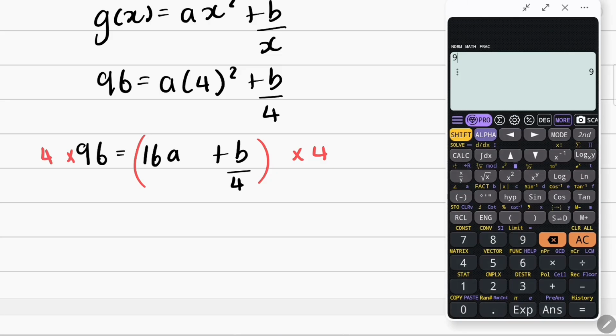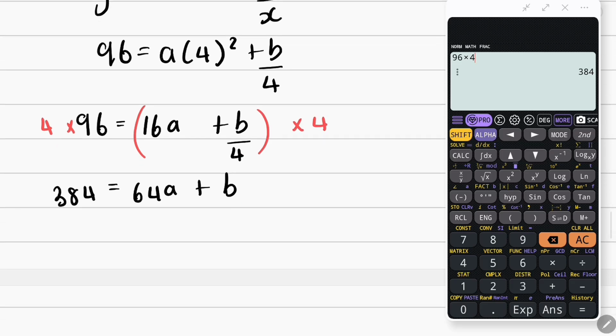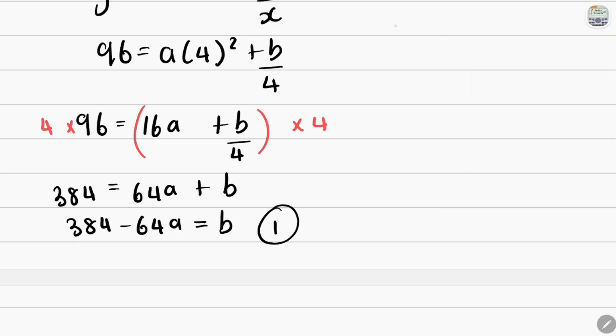Okay, so what is 96 times 4? It is 384. So this is 384 is equal to, and if we distribute, 16 times 4 is 64. So that's 64a plus b, because the 4 will cancel. And now that b is without a denominator, we can leave it as b is equal to 384 minus 64a. And this is our first equation.